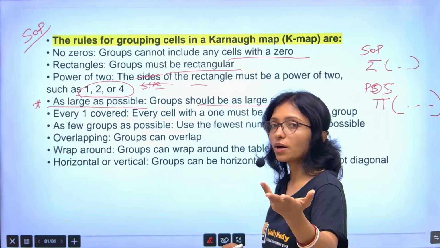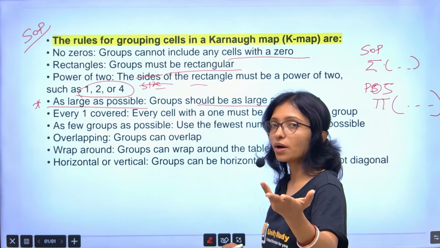Every 1 should be covered, every cell with a non-zero mark. So when you are finishing, all 1s should be covered. There should not be even one 1 left. Every 1 should come under at least one group. Use as few groups as possible, the fewest number of groups.